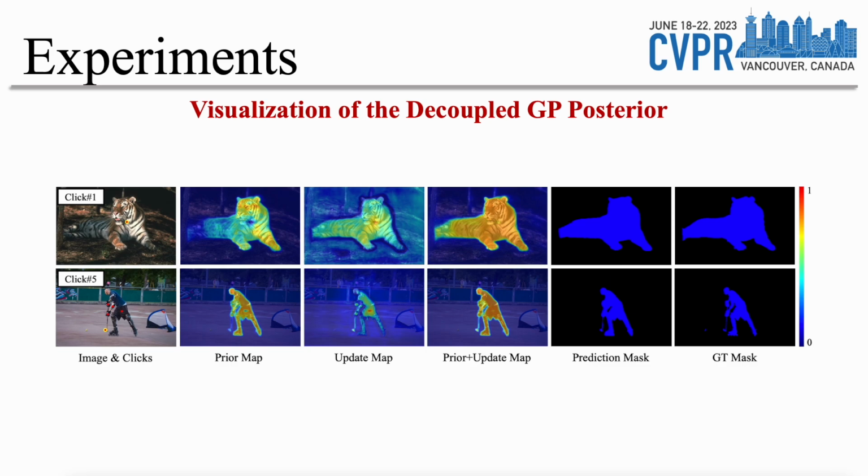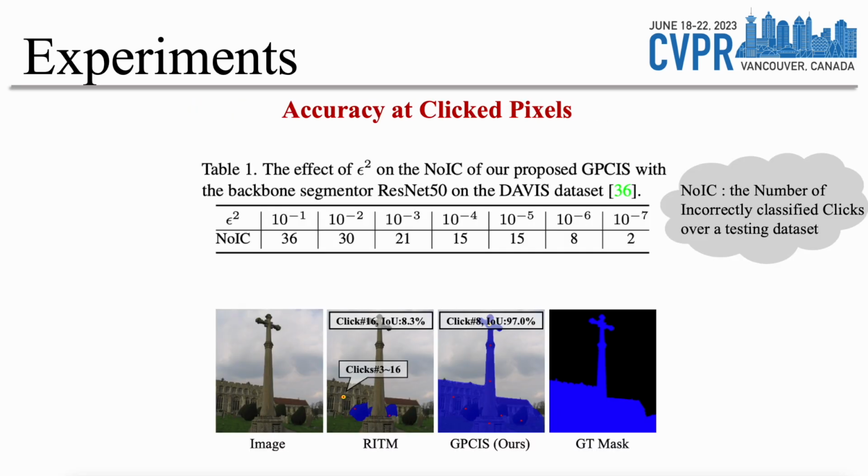Next, we present our experimental results. We visualize the decoupled GP posterior, showing the rows of the prior term and the update term. We further validate the theoretical support for accurate predictions at clicked pixels. The epsilon here is a small number to avoid singularity of the kernel matrix. We can see that with epsilon getting smaller, the number of incorrectly classified clicks over the DAVIS dataset becomes smaller.